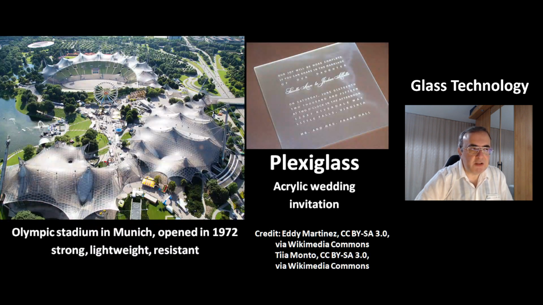Here are two examples of its use. At the left, that's a picture from the Olympic Stadium in my hometown of Munich. The stadium was opened in 1972. Its roof is made of plexiglass. It is very strong and lightweight and very resistant. At the right, you have an acrylic wedding invitation.